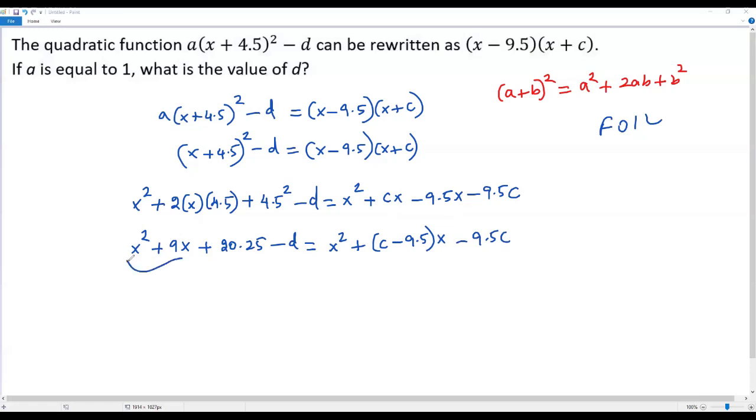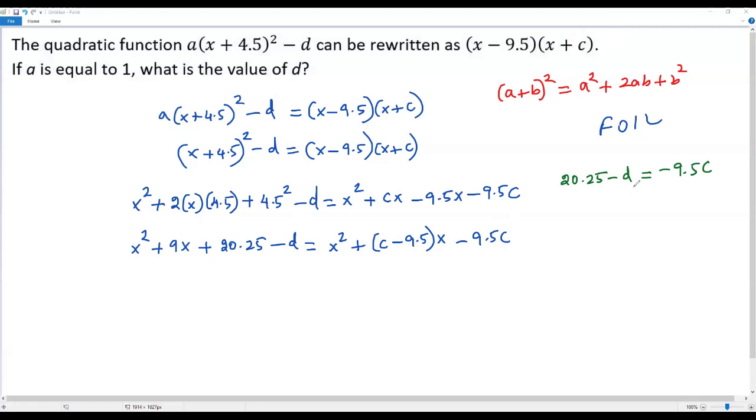Now here the quadratic expressions are equal. Whenever two algebraic expressions are equal, the coefficients of like terms must be equal. Since our aim is to find the value of d, I can equate the constant terms on the left side and right side because the two expressions are equal. What is the constant term on the left side? It's 20.25 minus d. So it must be equal to the constant term in the expression on the right side, that is negative 9.5c. Why do I equate only the constant terms? Because my aim is to get the value of d. On the left side, the constant term contains a d. That's why I just equate the constant terms.